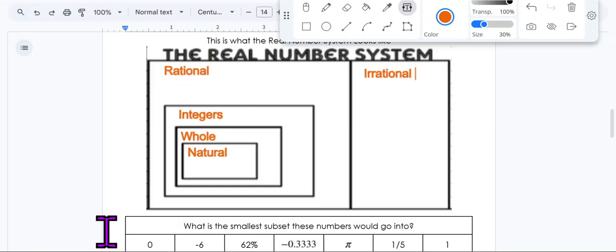Okay, hopefully you paused the video, hopefully you filled this in, and hopefully yours looks something like this, okay? If not, go ahead and fix your errors, make your changes, but that is the real number system.